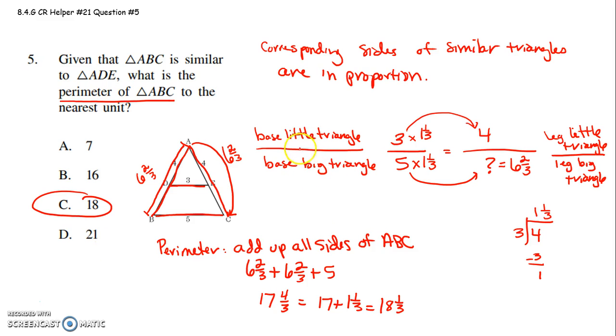Just make sure you set up your sides in proportion. I did little to big, little to big. You make your comparison. And then find the perimeter, add up all the sides. I hope that helps.